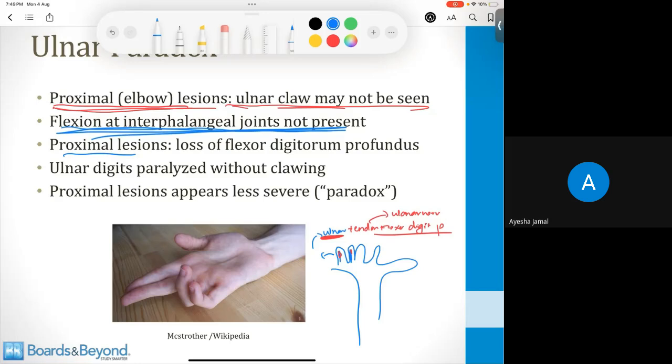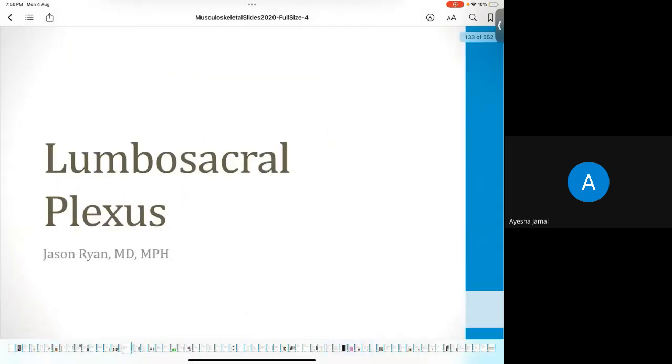But if we have a lesion at the distal level of the ulnar nerve, somewhere at Guyon's canal, in that case the lumbricals are lost and the flexors dominate. That's going to lead to ulnar claw. This point is not really important, but still you have to know it. Whenever we have a proximal lesion of the ulnar nerve, no ulnar claw is going to be seen. Whenever we have a distal lesion of the ulnar nerve, then we are going to have that ulnar claw. Is it clear?